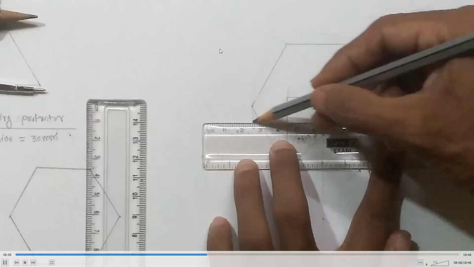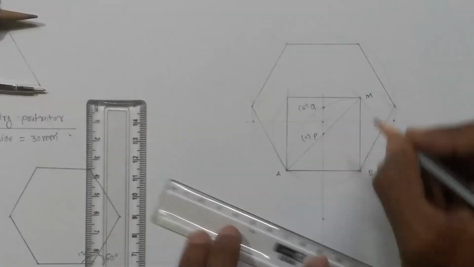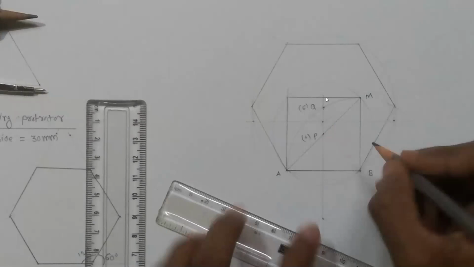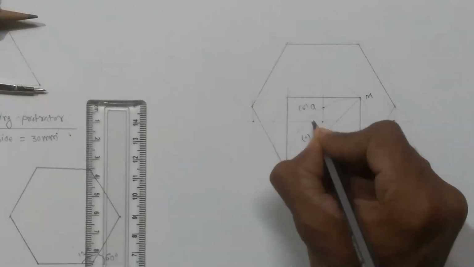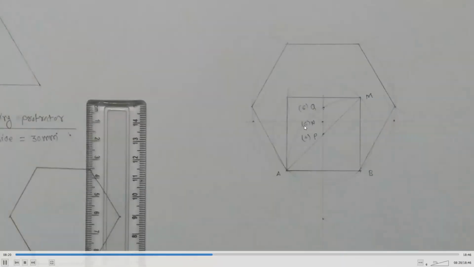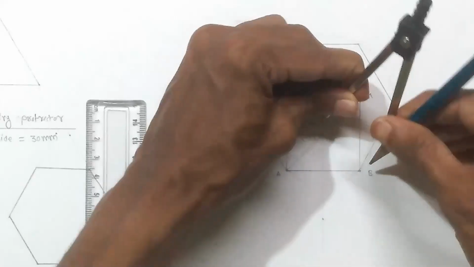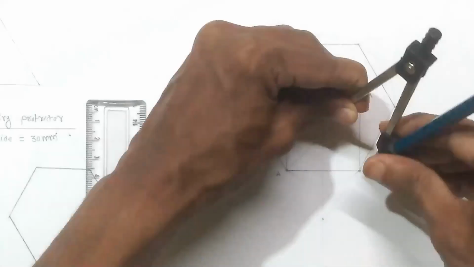So this is the bisecting line. So now we have got the midpoint of the segment QP. So this will represent the center of a polygon having 5 sides. That means pentagon. So take the radius, that is equal to NP, NB.